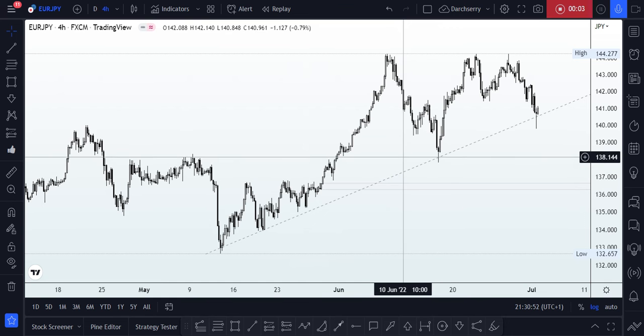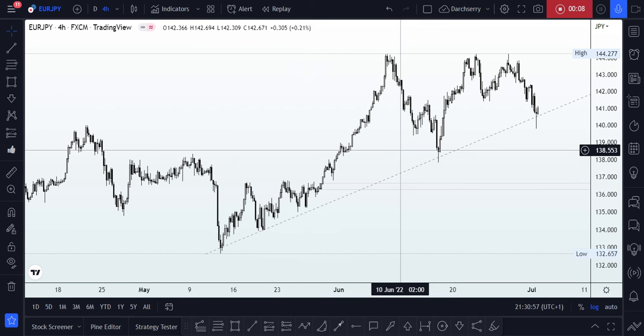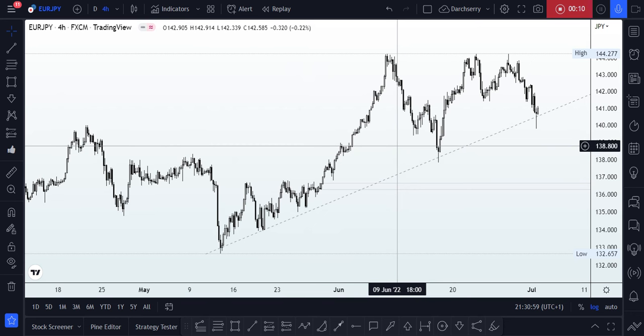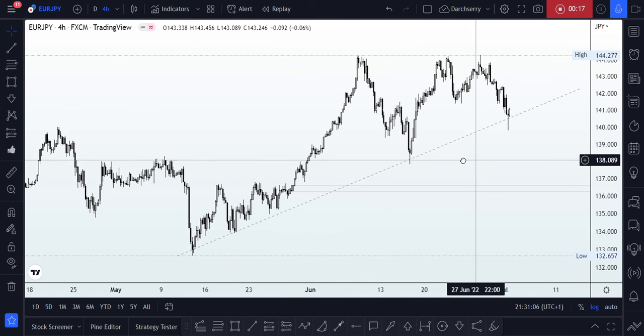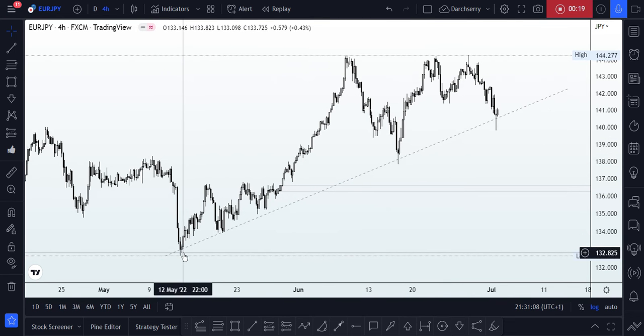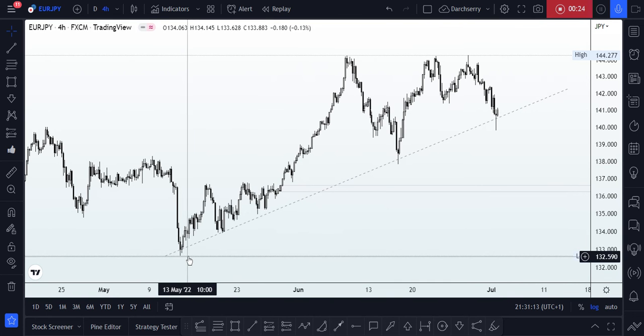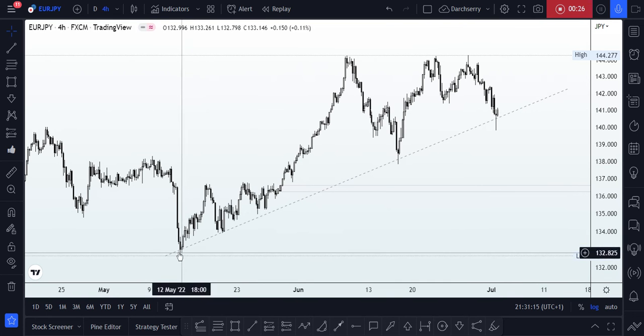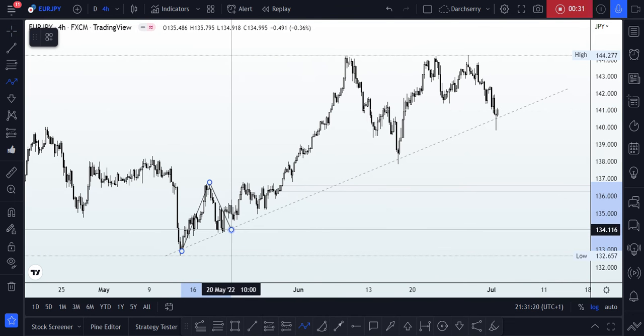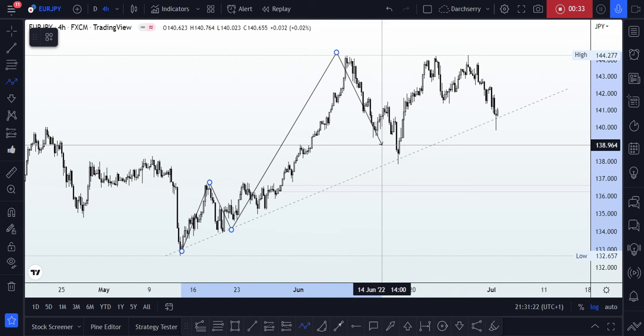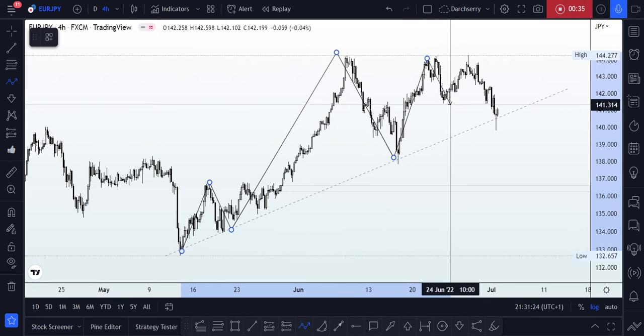I want to call your attention to a simple but ambiguous setup I have identified here on the EURJPY. At first sight, on the 4 hours time frame, the first thing I noticed is that price has been respecting a bullish trend line since the 12th of May of this year. We can see that at no point in time has price come below the trend line, giving us a scenario that looks like a trend continuation to the upside.